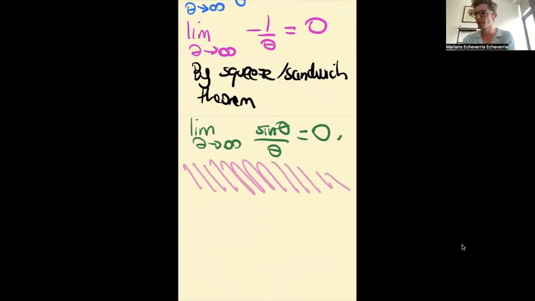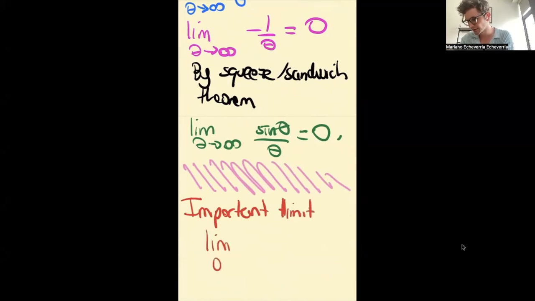So this is an important limit, which is the limit as theta goes to zero of sine of theta over theta equals one.